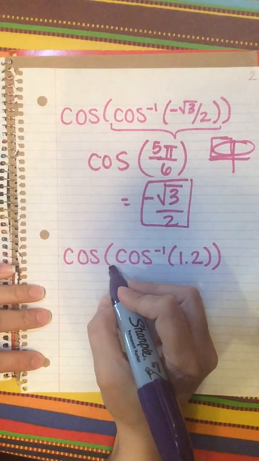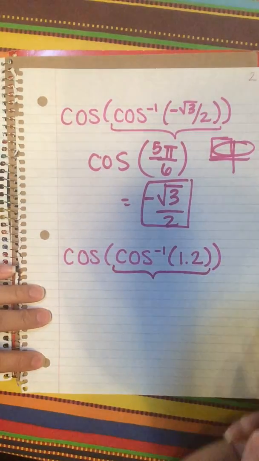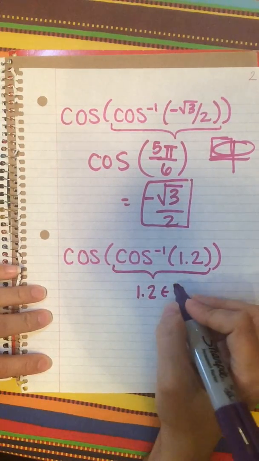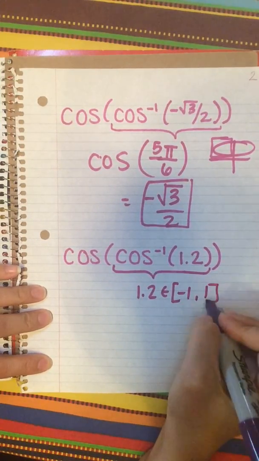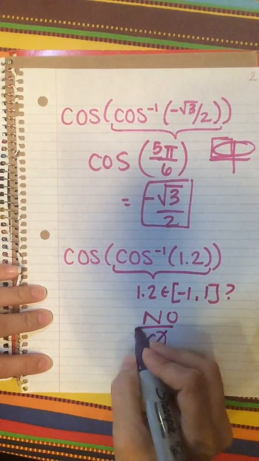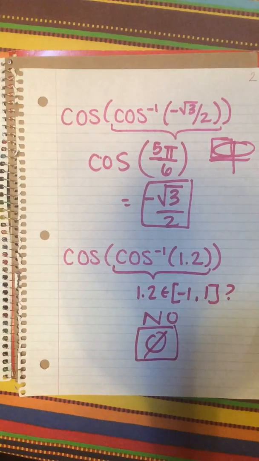Now, on this one, if we focus on the inside, cosine inverse of 1.2. Well, first of all, does 1.2 exist between negative 1 and 1? No, so that's a no solution, which means the whole thing is a no solution.